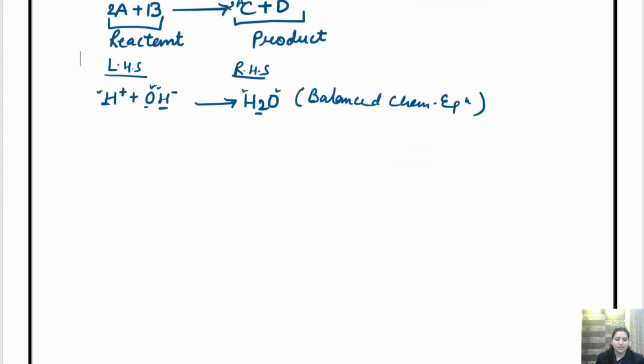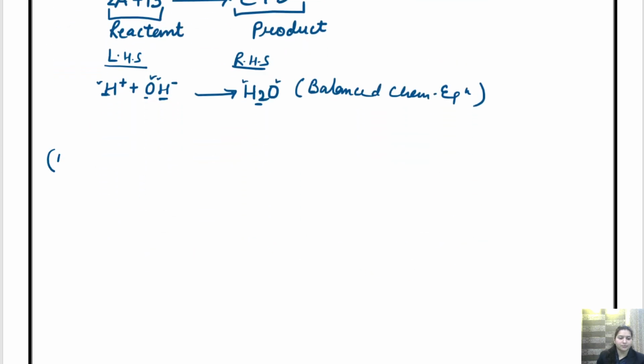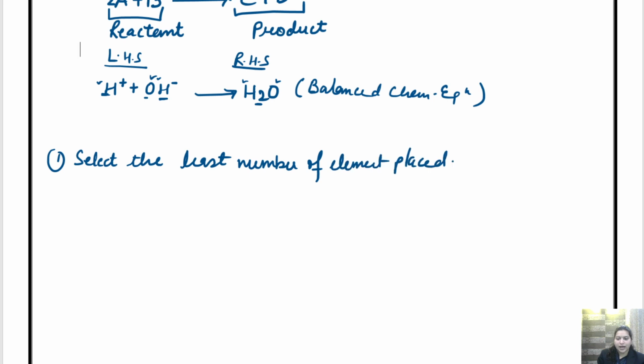So the first rule is we will select the least number of elements placed. I'll explain it to you, don't worry. So this is the first rule, that we will select the least number of elements that is present in the equation. Okay. Similarly, then we will move to the next element after the series.